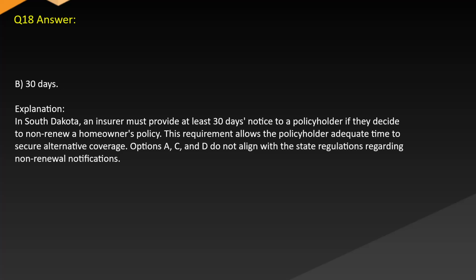Answer B. 30 days. Explanation. In South Dakota, an insurer must provide at least 30 days' notice to a policyholder if they decide to non-renew a homeowner's policy. This requirement allows the policyholder adequate time to secure alternative coverage. Options A, C, and D do not align with the state regulations regarding non-renewal notifications.